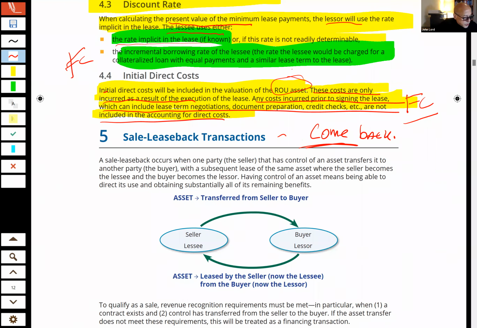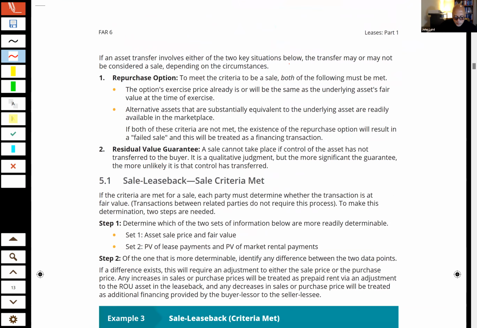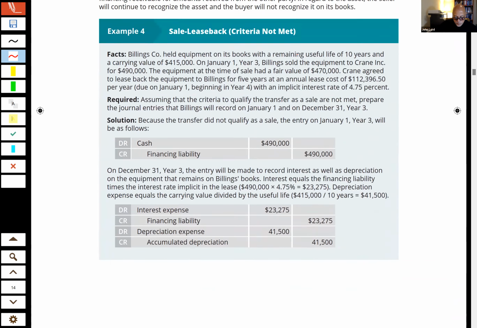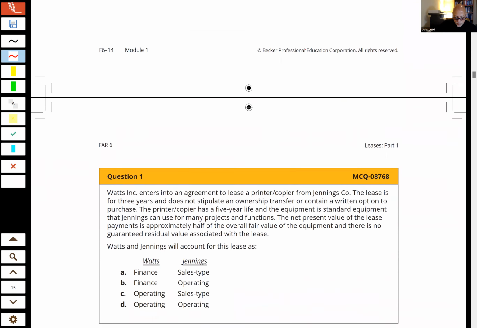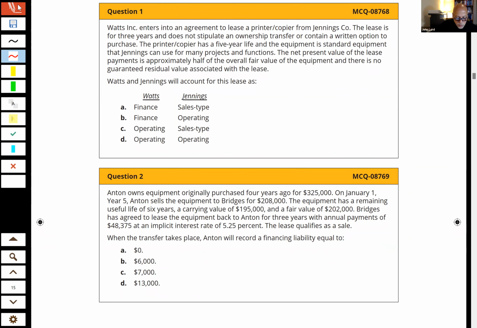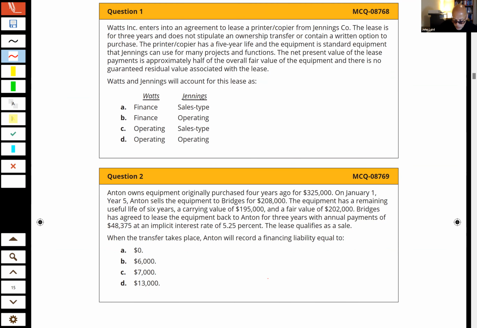Okay, so let's just go ahead and jump over now to, yeah, we can do this question. Let's do this question because it's just testing the definitions, and then we'll come back to question 2 after we talk about the sale leaseback.